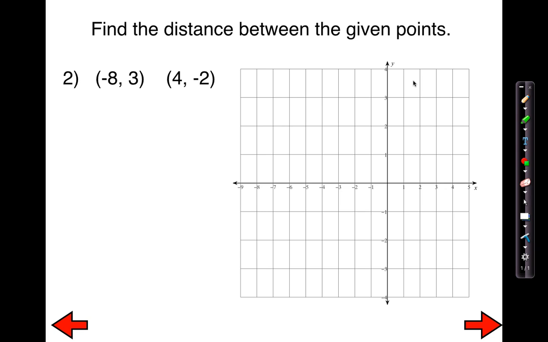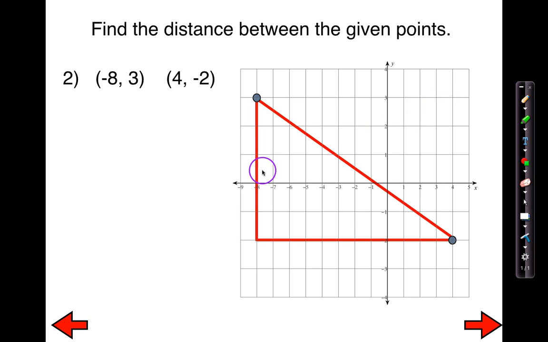Okay, so let's see how well we did. First, we should graph. So over 8 to the left, up 3 is our first point. And then to the right, 4, down 2 is our second point. I'm just going to go ahead and connect those 2 points. This is essentially going to represent the hypotenuse of our right triangle. So let's create that right triangle.